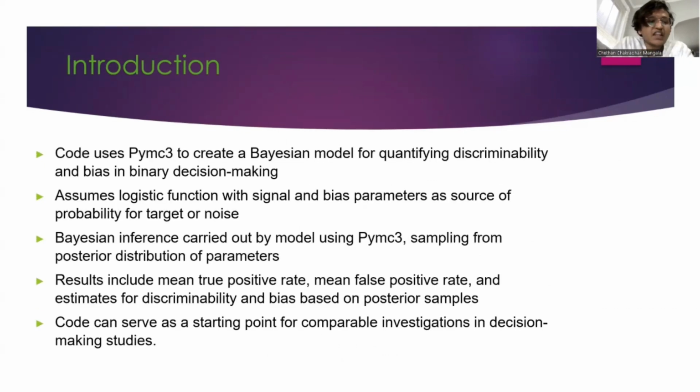Here, we use PyMC3 to create a Bayesian model for quantifying discriminability and bias in binary decision making. It assumes logistic functions with d-prime and bias parameters, conducting Bayesian inference through posterior parameter sampling. Output metrics encompass mean true and false positive rates, alongside estimates for discriminability and bias derived from posterior samples. And my friend will continue with the theory part.